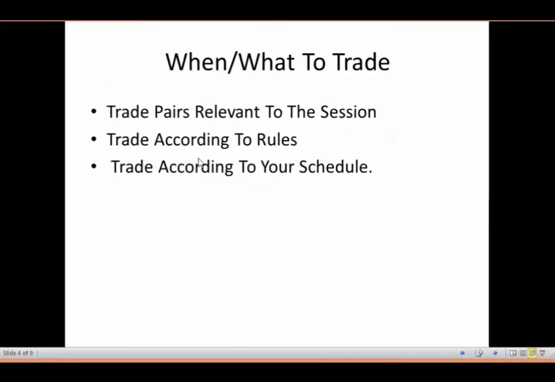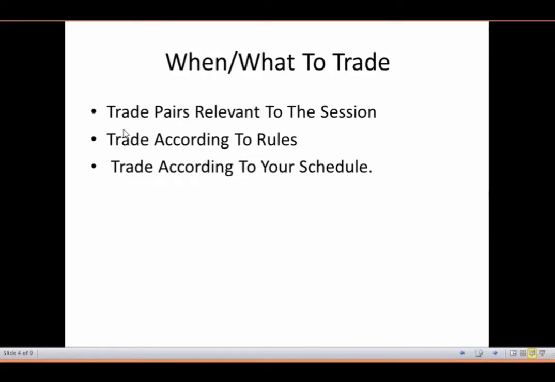And then, when and what to trade. If you're using the strategy to achieve the best results, whatever you're trading needs to be relevant to the session, like I've already highlighted. You can't expect to trade something that is most volatile or most active in the Asian session and expect it to do miracles in the US session. You need to trade what moves in that session, what's likely to move.